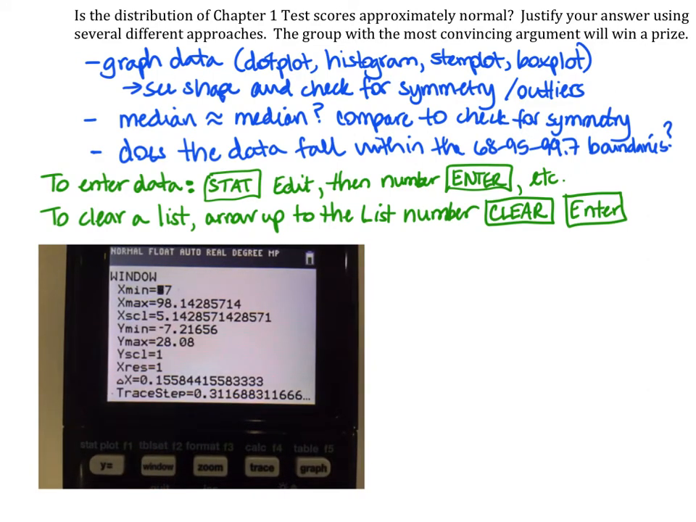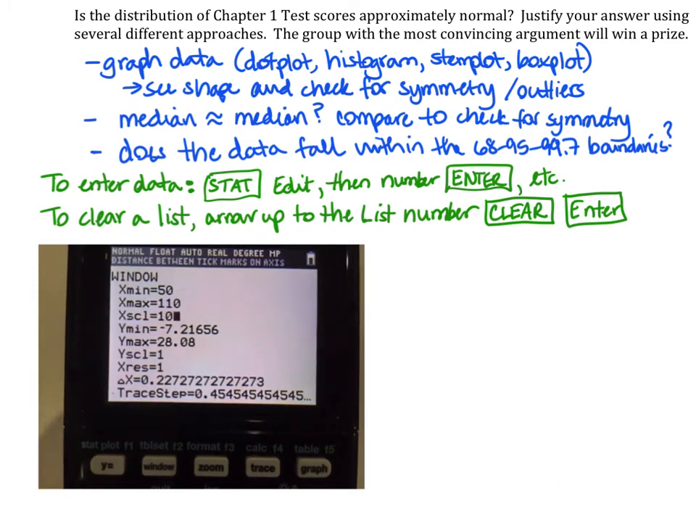So I'm going to change this to a minimum of 50, a maximum of 110, because even though there are no grades of over 100, I want to be able to see the full bar and some space on the right hand side. My scaling is going to be by tens, and my Y minimum, let's just make it -5. That's so we can see that horizontal axis. My maximum, I'm not sure if this is going to work, but I'm going to try 30. And my Y scaling, I can leave it by ones.